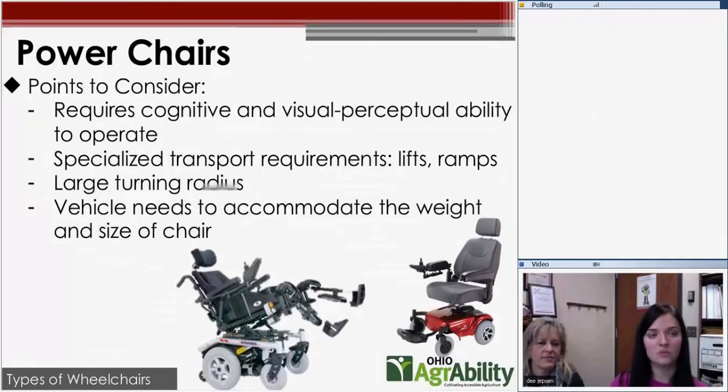Other points to consider with power chairs are, do you as the user have the cognitive and visual perceptual ability to operate the chair safely and independently? They do require specialized transport requirements, so do you have a lift to get the chair into a vehicle? Do you have a ramp to get it into your home or barn? They also have a large turning radius as compared to a scooter or a manual chair. So you want to take that into consideration if you have a small space in your barn or in your home where the chair may not be as easily maneuvered. And then again, thinking about your vehicle, there will be some implications for vehicle modifications if a power chair is best for you as well.